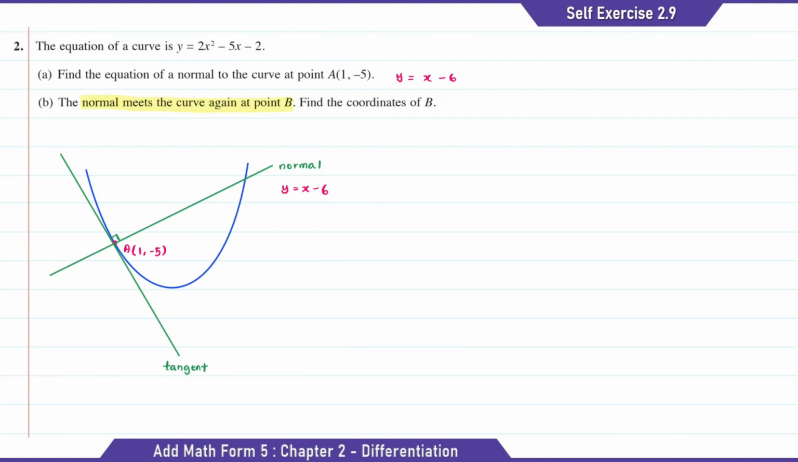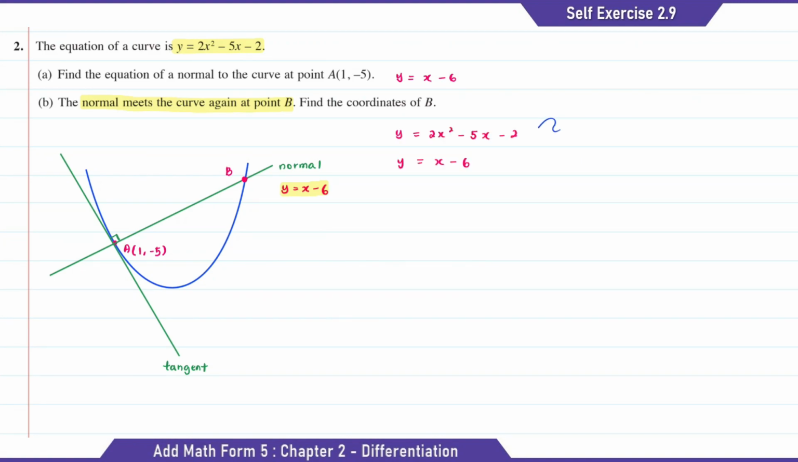The normal meets the curve again at point B. This means here will be the point B. Point B is the intersection point between this normal and the curve. To find its coordinates, we're going to solve the equation of the normal with the equation of the curve.